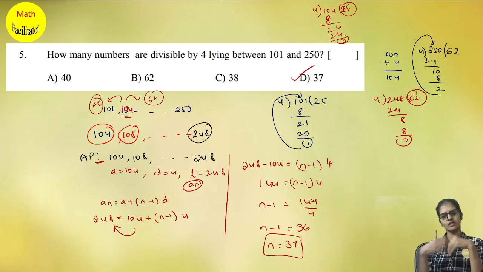This trick looks simple when you know numbers starting from 1 to 250. If they ask a question like this, numbers starting from 1 to 250, simply divide by 4 and total number you can take. Total quotient will be the total numbers.